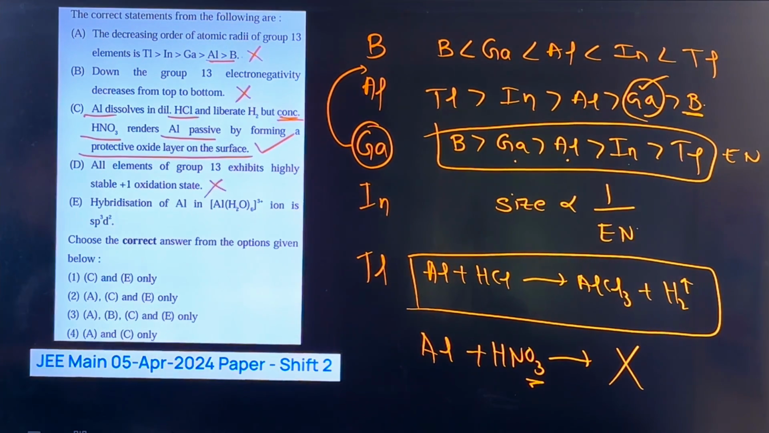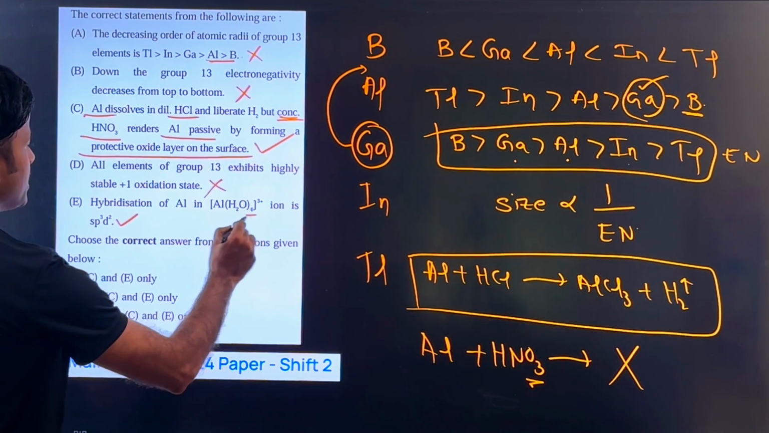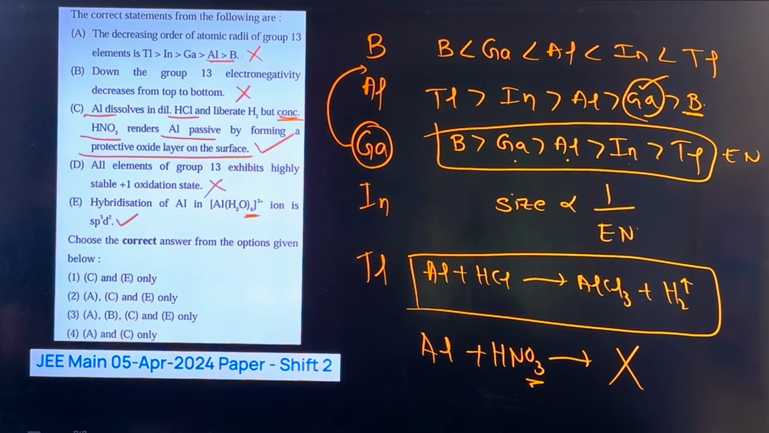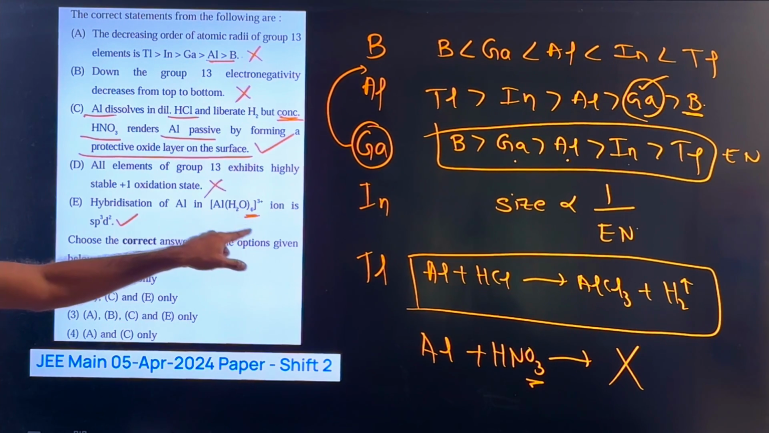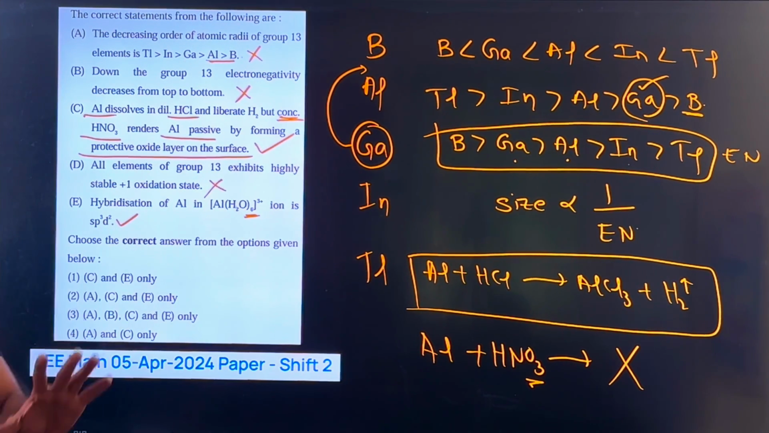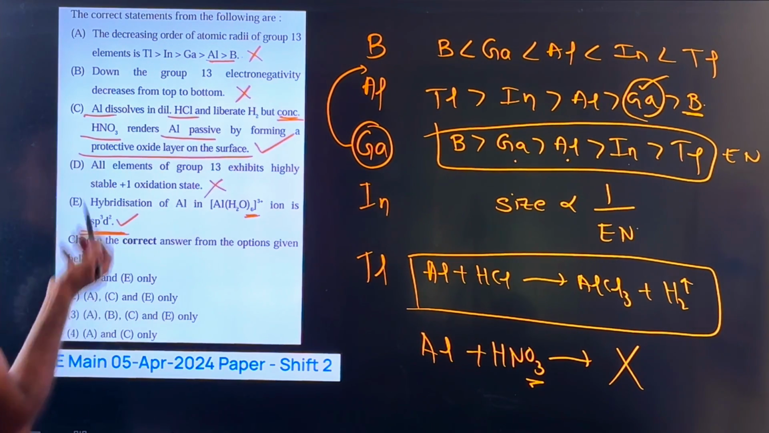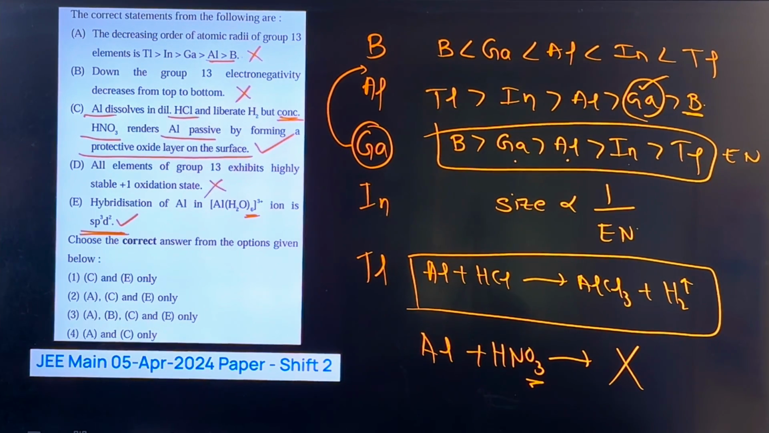Next one: hybridization of aluminium in the [Al(H2O)6]3+ ion is sp3d2. Yes, this is an sp3d2 configuration. Why? Because it has 6 aqua ligands: one s, three p, two d, total 6. The hybridization of [Al(H2O)6]3+ is sp3d2, and options C and E both are correct. So here option C and E both are correct. Answer 1 is matching. Okay.